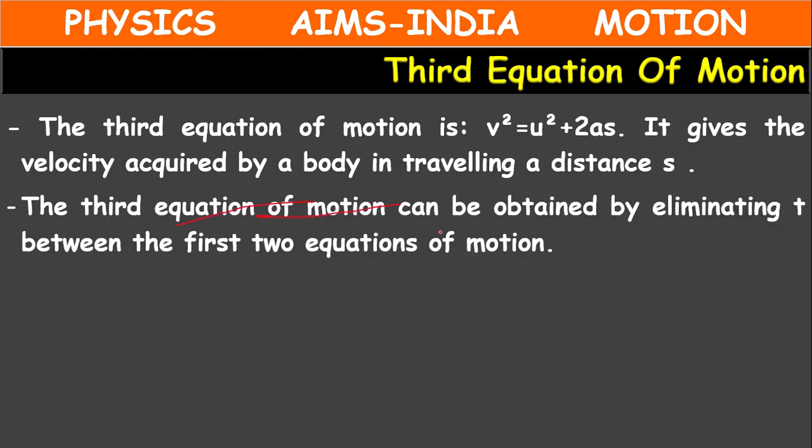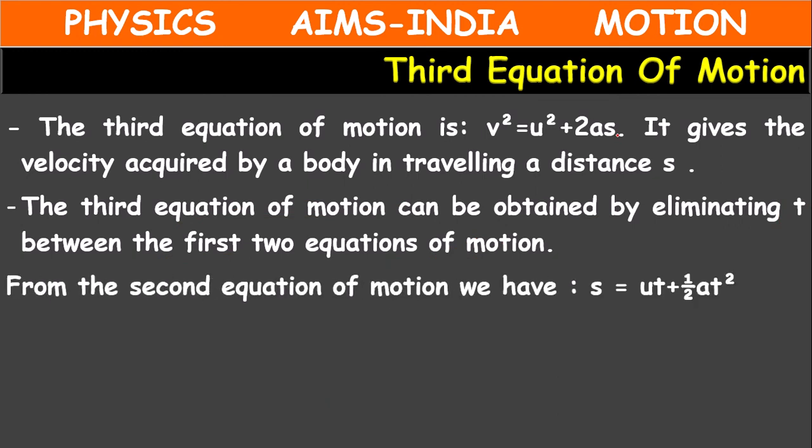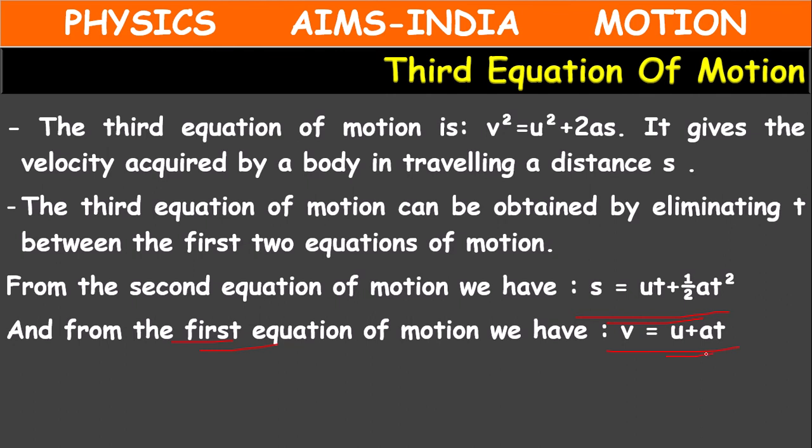The third equation of motion we can obtain by eliminating t between the first two equations of motion. In the first equation of motion, we have v equal to u plus at. In the second one, we have s equal to ut plus half at square. If we eliminate t from these two equations, then we will be able to deduce this third equation of motion formula. This is the second equation of motion, and this is the first equation of motion.